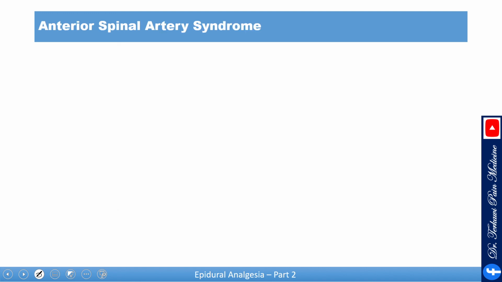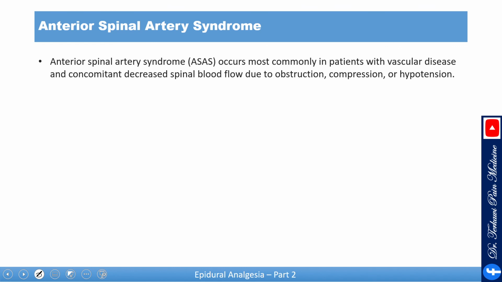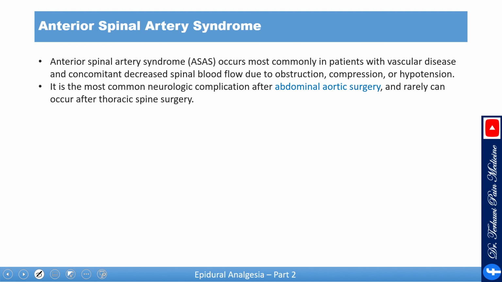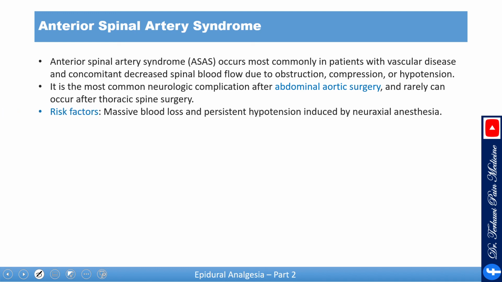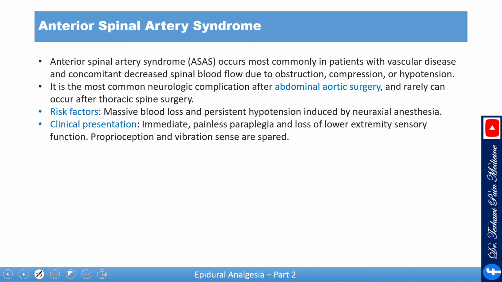Anterior spinal artery syndrome occurs most commonly in patients with vascular disease and concomitant decreased spinal blood flow due to obstruction, compression, or hypotension. Most common neurological complication after abdominal aortic surgery, and rarely can occur after thoracic spine surgery. Risk factors: massive blood loss, persistent hypotension. Clinical presentation: immediate painless paraplegia and loss of lower extremity sensory function. Notice that proprioception and vibration are spared.